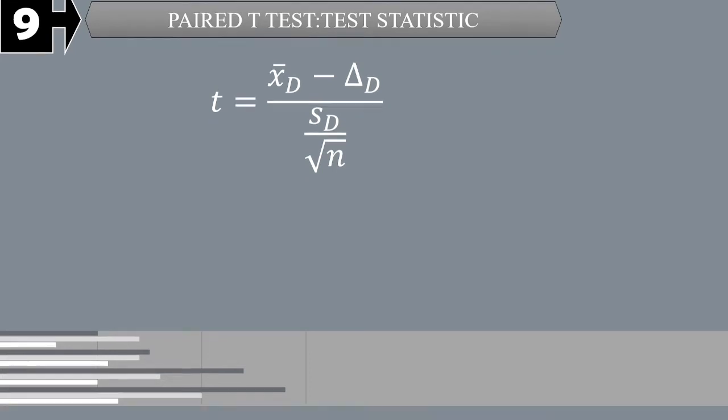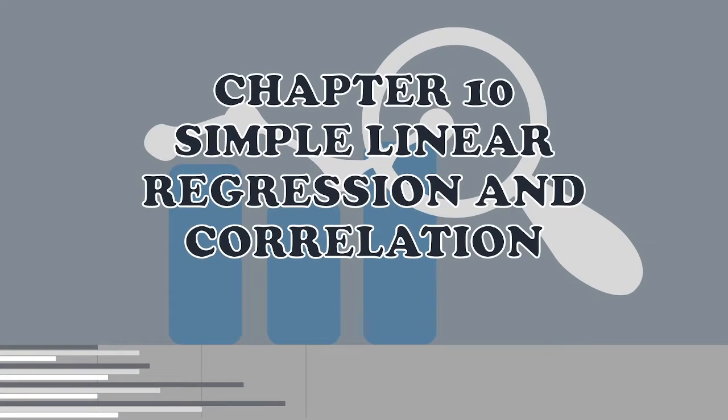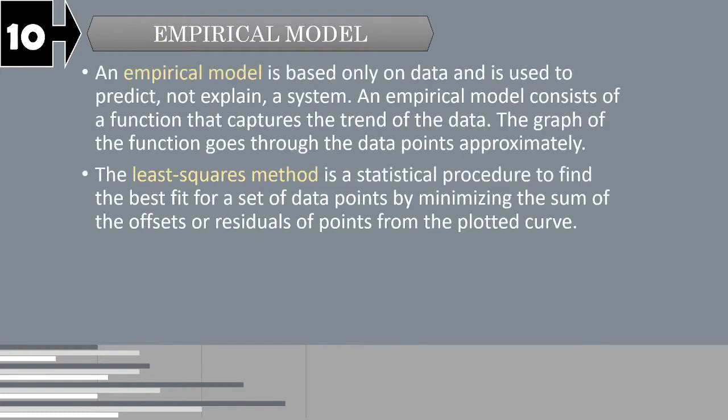Now let's discuss Chapter 10, Simple Linear Regression and Correlation. Under this chapter, we have the subtopic of Empirical Model. An empirical model is based only on the data and is used to predict, not explain, a system. An empirical model consists of a function that captures the trend of the data. The graph of the function goes through the data points approximately.